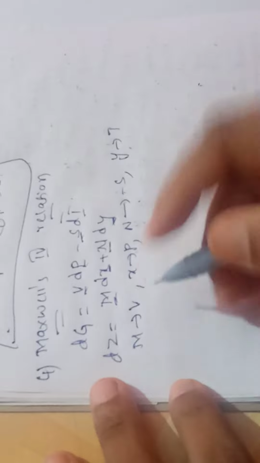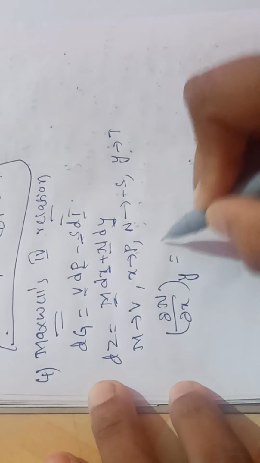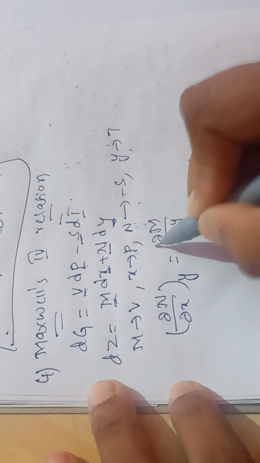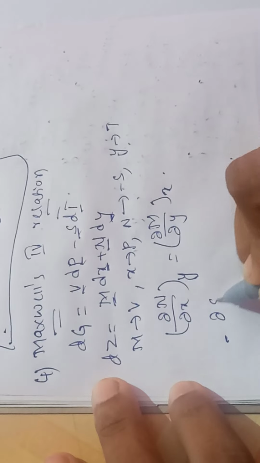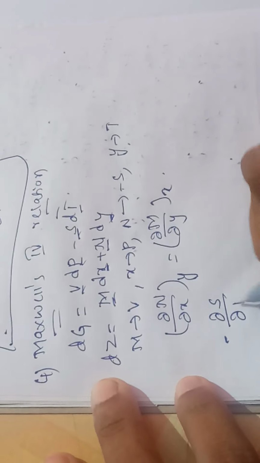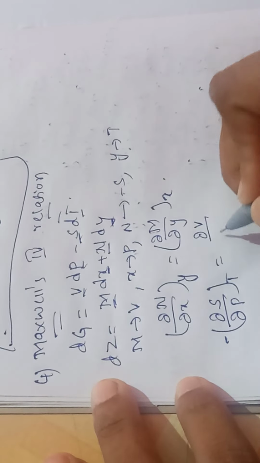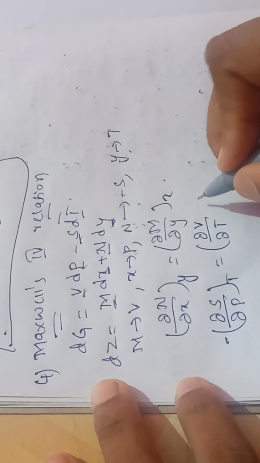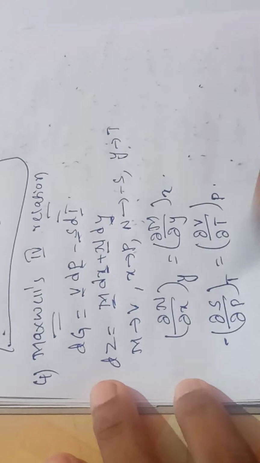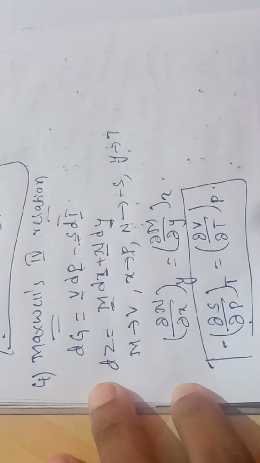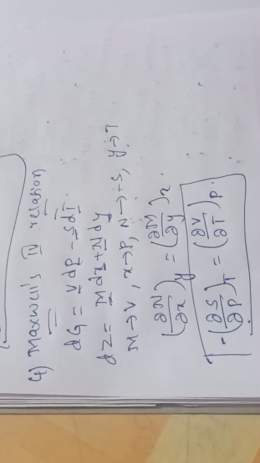Now next we will substitute in ∂N/∂x at y is equal to ∂M/∂y at x. So that is ∂(-S)/∂P at T is equal to ∂V/∂T at x. X value is P. So this is Maxwell's fourth relation. In such a way we derive Maxwell's relations.